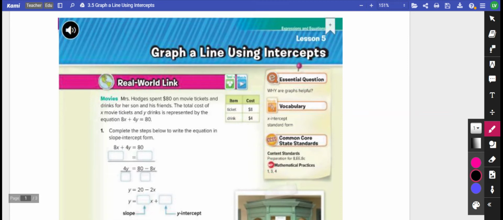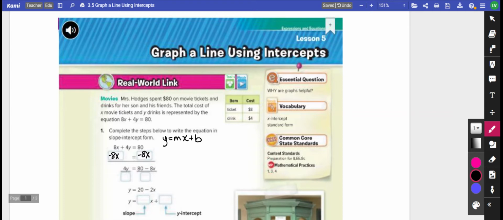Number 1, complete the steps below to write the equation in slope-intercept form. As a reminder, slope-intercept form is y equals mx plus b. So essentially we're trying to get our y term by itself. Let's start with subtracting 8x from both sides. That leaves us with 4y on the left side equals 80 minus 8x.